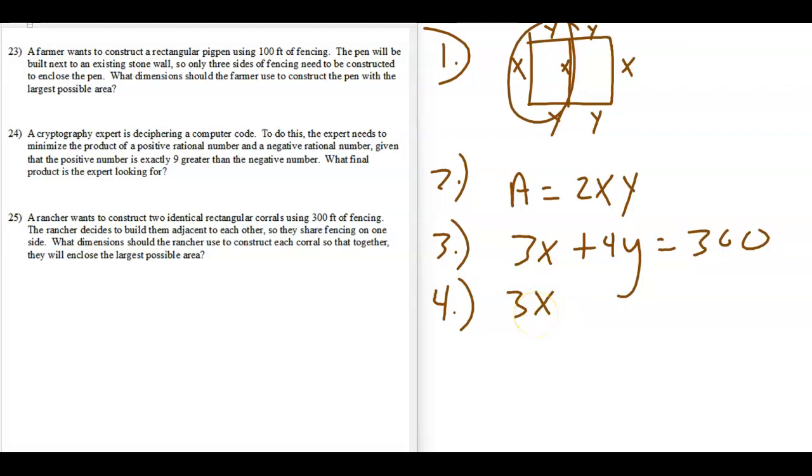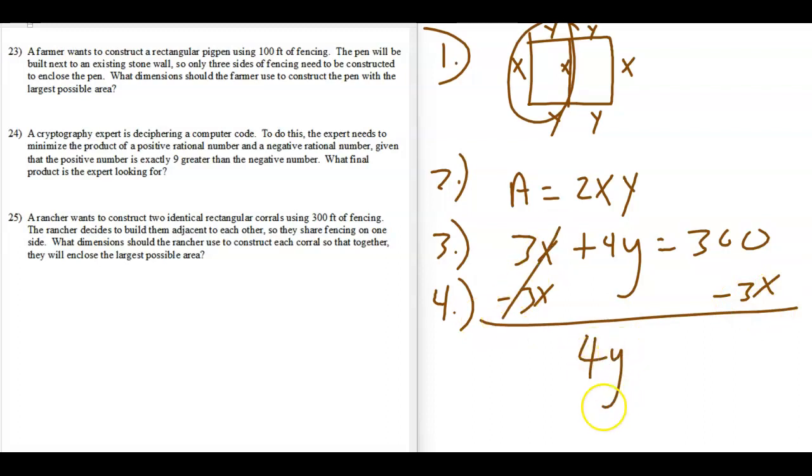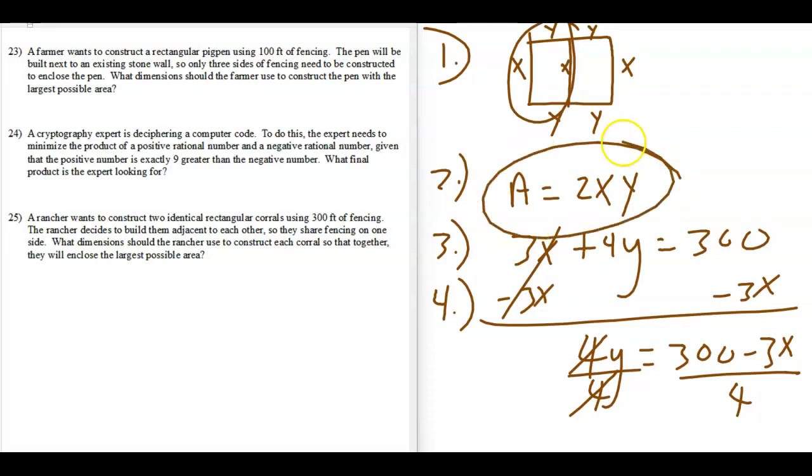So I'm going to go ahead and minus the 3x, I guess, on this one. 4y equals 300 minus 3x. Let's go ahead and divide everything by 4. So we end up with y equals 300 minus 3x over 4. That's what we're going to plug in for y into our primary equation.